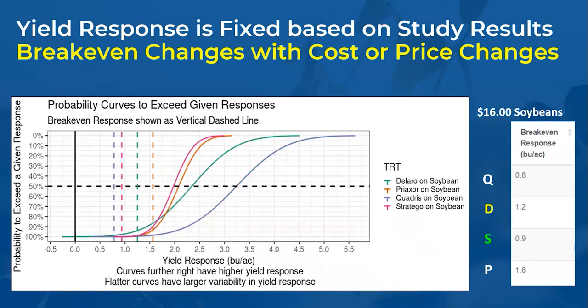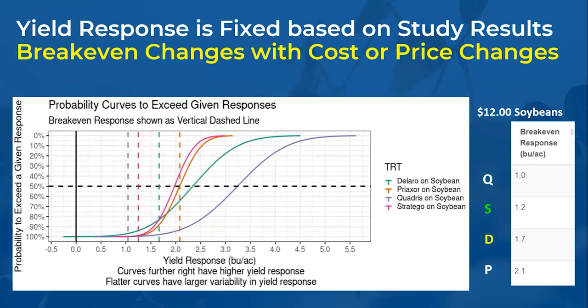So now let's go through an example with the market price and see how it changes when you change the market price for soybeans. As you can see here, these are the probability curves, and it shows again your break-even response. On the right-hand side, you can see from the table, it outputs those specific break-even response values to pay for the product based on $16 per bushel soybeans.